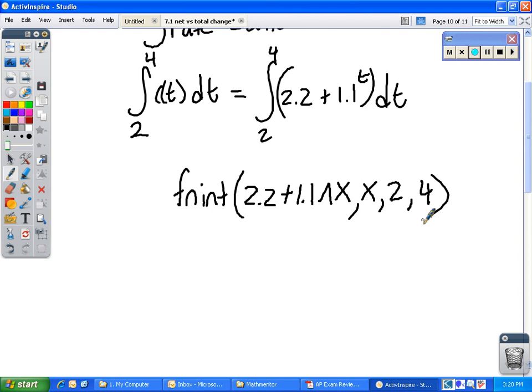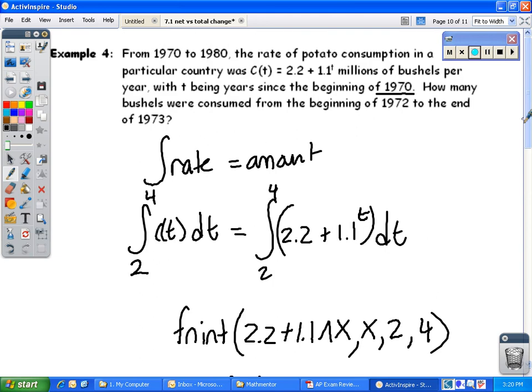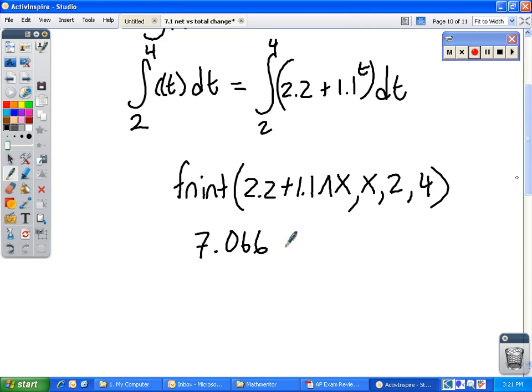And that gives me 7.066. We always want 3 decimals. And that's 7.066 millions of bushels in those 4 years.